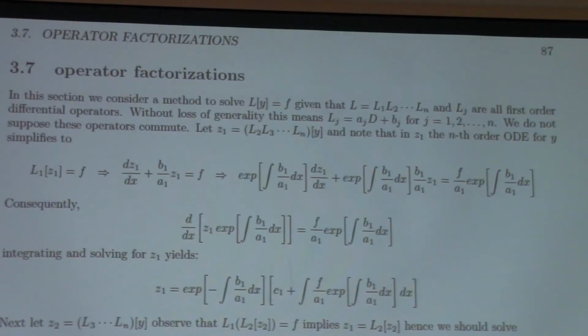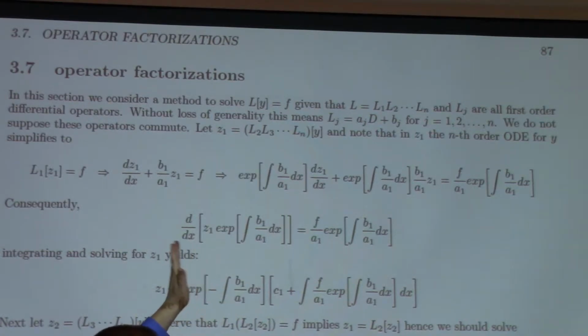All right, so now operator factorizations you've already had a taste of, in the constant coefficient case. But even if you can write your differential equation as a product of operators L1 through Ln, where they're not necessarily constant coefficient operators, you can still solve it through repeated substitution. What you do is you solve L1 Z1 equal to F, where Z1 is L2 through Ln acting on Y.